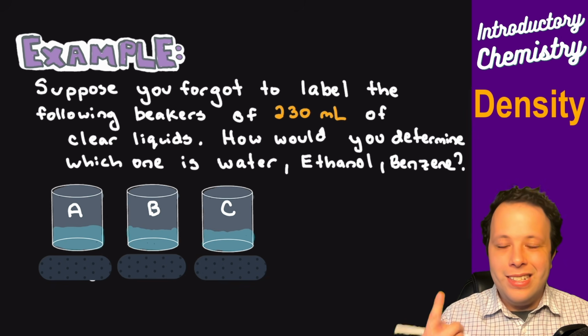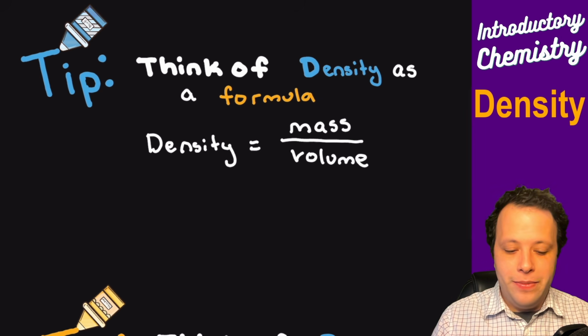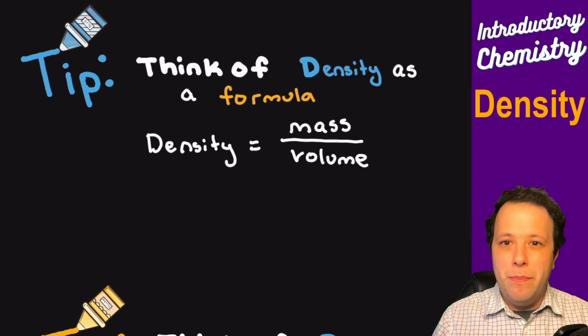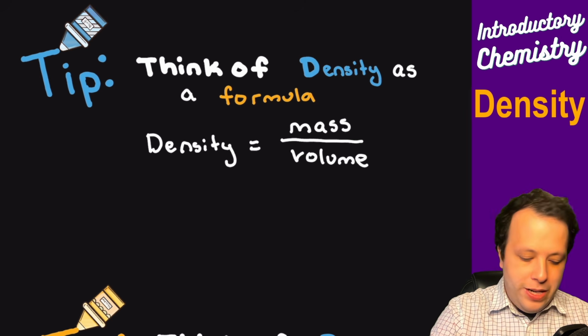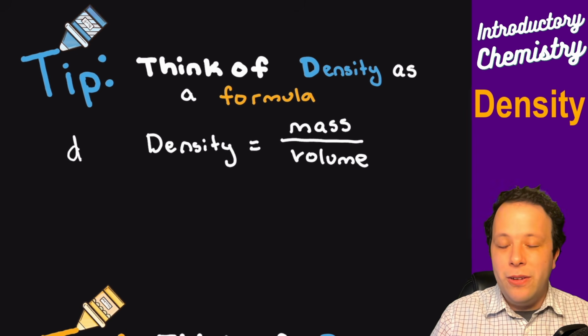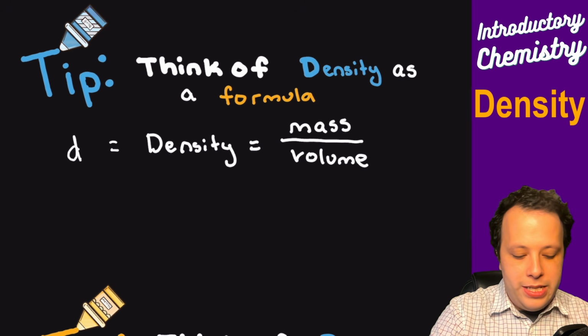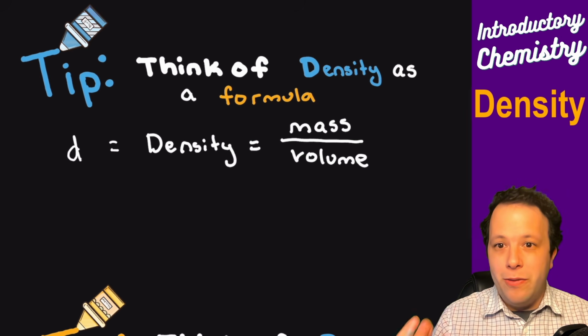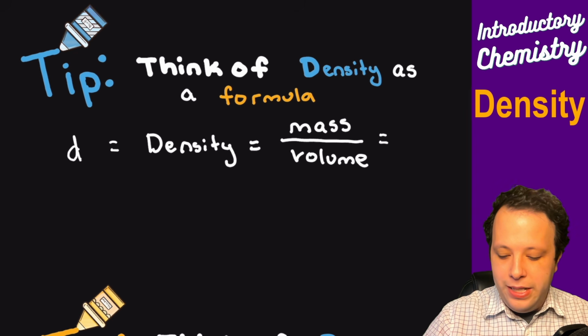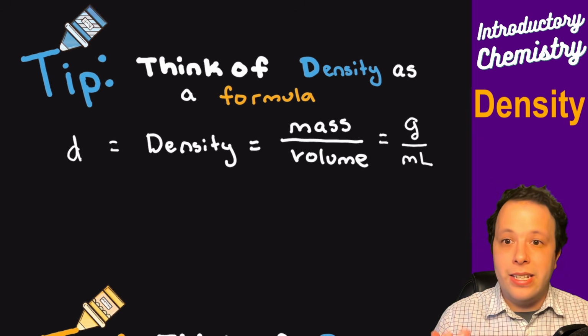What exactly is density? Let's take a look at some tips and try to understand what it is that we have. Thinking of density as a formula, density is equal to mass over volume. Typically we show density with the letter d, the non-capitalized version, which is equal to mass over volume. This is more commonly referred to as grams over mL, and we can treat it just like a formula.